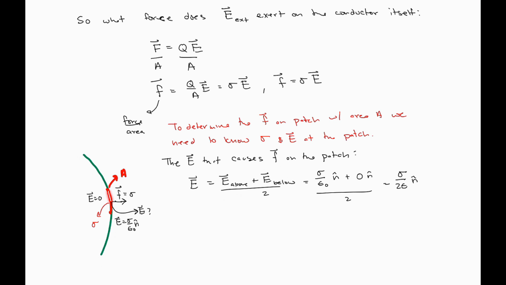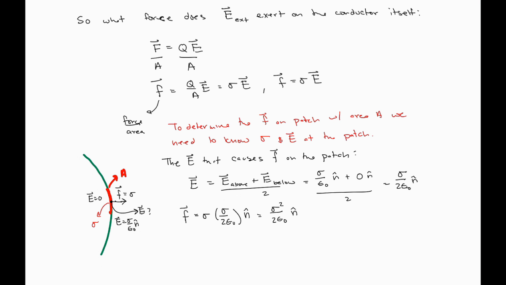Okay, so this is the electric field that's causing a force on this little bit of a patch. It's not the full electric field just outside the patch, because there's this big discontinuity in the electric field, so it's actually the average of the electric field on this side and on that side of our patch. Okay, so if I plug that in, then I get the force per unit area on the patch is going to be equal to sigma times sigma over 2 epsilon naught, and that is in the n hat direction. So I get a force that's equal to sigma squared over 2 epsilon naught n hat.